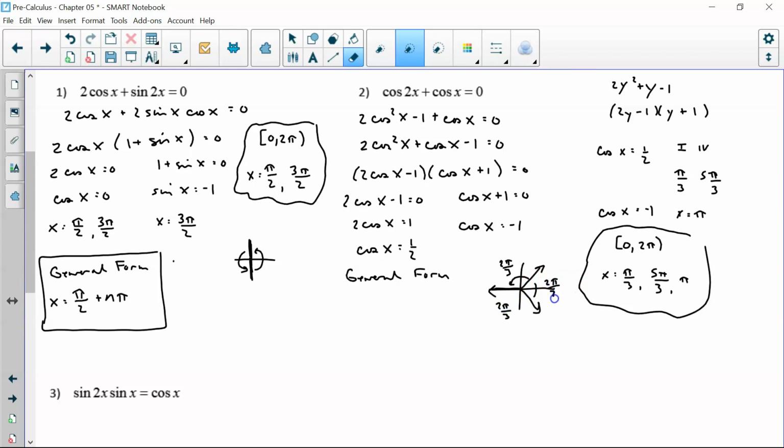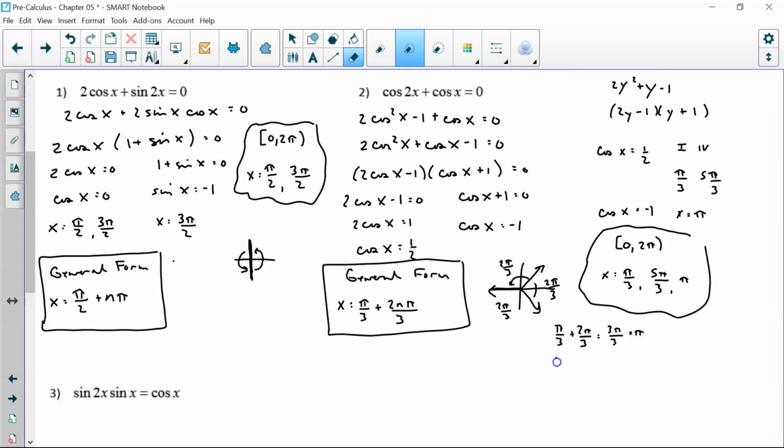And because they're 2 pi over 3 apart, when we generalize it, we can actually just write x equals pi over 3 plus 2n pi over 3. So that gives us all of the solutions. And you can see pi over 3 plus 2 pi over 3 is 3 pi over 3, which is pi.